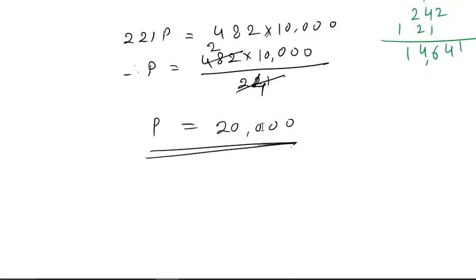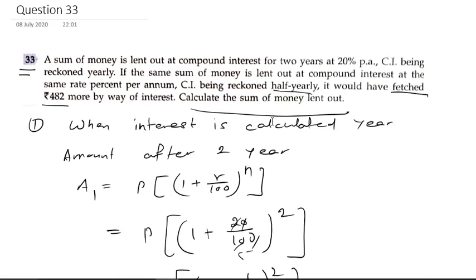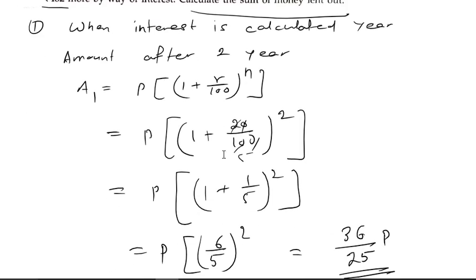What is asked? It is asked to find P, calculate the sum of money lent out. So they have given compound interest for 2 years when it is compounded annually, and compound interest for 2 years when it is compounded semi-annually, and the difference is given as 482. So again problem number 33 is the same as problem number 32.